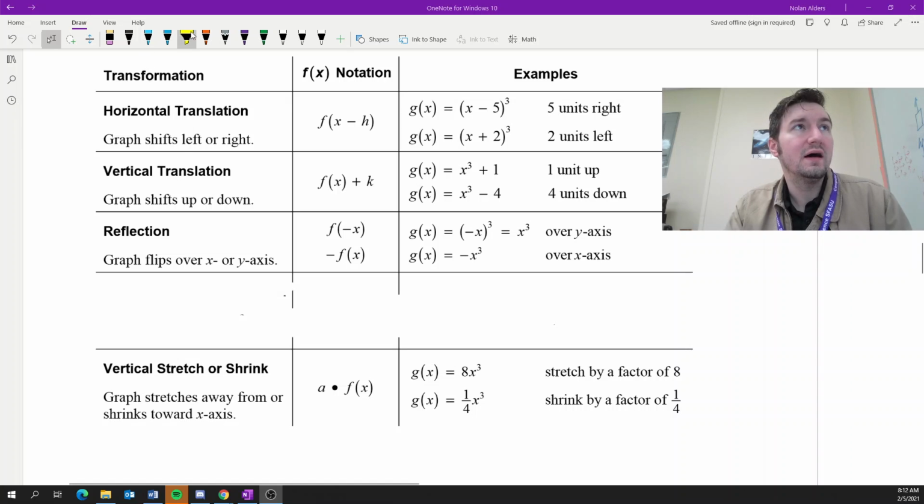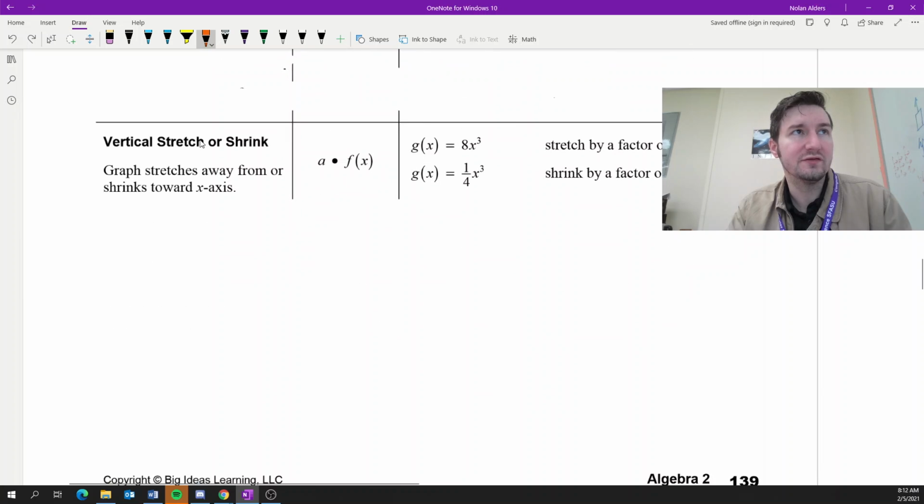So we have horizontal transformations, that's your side-to-side movement of functions. Vertical translations, that's up and down movement. Reflections, remember there's two types of reflections. You can either reflect over the y-axis or over the x-axis. And it's done differently. If it's over the y-axis, you're just negating the x itself. But if it's over the x-axis, you're negating the entire function. So the signs of everything in the function, all terms in the function change.